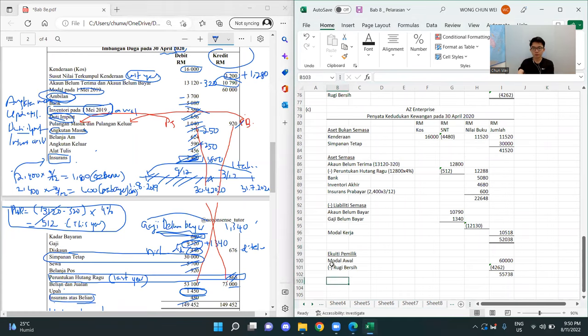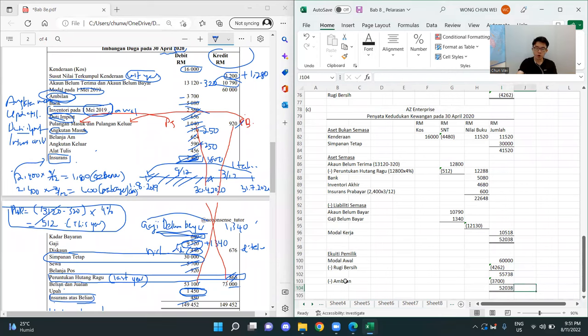So here, you just take out from your business muscle. When you take out, meaning your equity per milli akan berkurang. That's how we minus it. So you minus your ambulan, which is, the bracket it, ambulan 3,700. So you will get 52,038. So that is your jumlah.